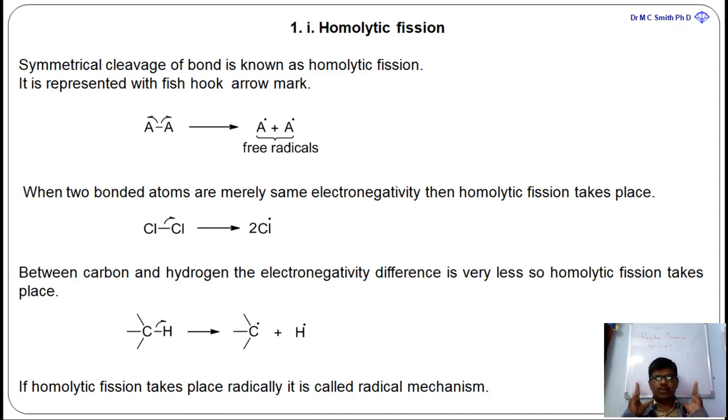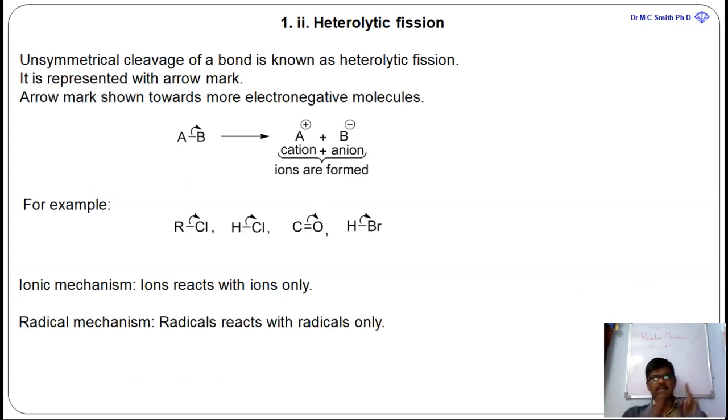Homolytic fission gives two free radicals, and the fission takes place radically. It is called the radical mechanism. If the reaction takes place via a free radical reaction, then the mechanism will follow the radical mechanism. So bond fission is of two types: the first is homolytic fission, which gives two free radicals, like chlorine or alkanes, where carbon and hydrogen free radicals are formed, and the mechanism follows the radical mechanism. The second one is heterolytic fission.